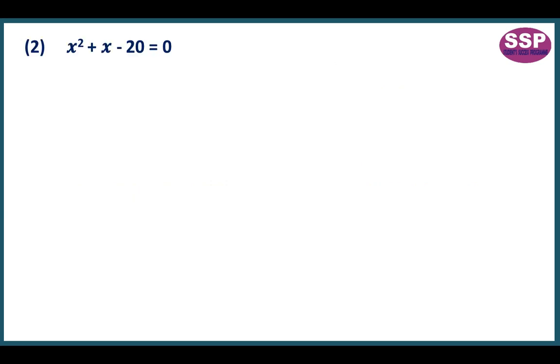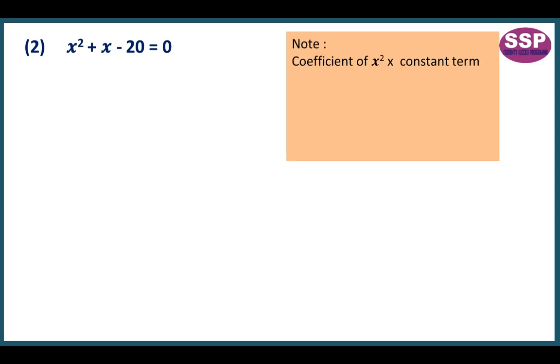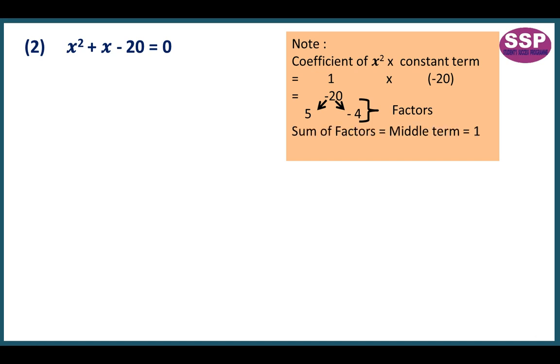Next problem, x square plus x minus 20 equal to 0. Note, first of all we have to find the product of the coefficient of x square and the constant term, that is 1 into minus 20, and the product is minus 20. Now we have to factorize minus 20 so that the sum of the factors is equal to the middle term, that is 1. The factors are 5 and minus 4, and the sum of these factors is equal to the middle term, 1. Now we have to use these factors in the next step of the problem.